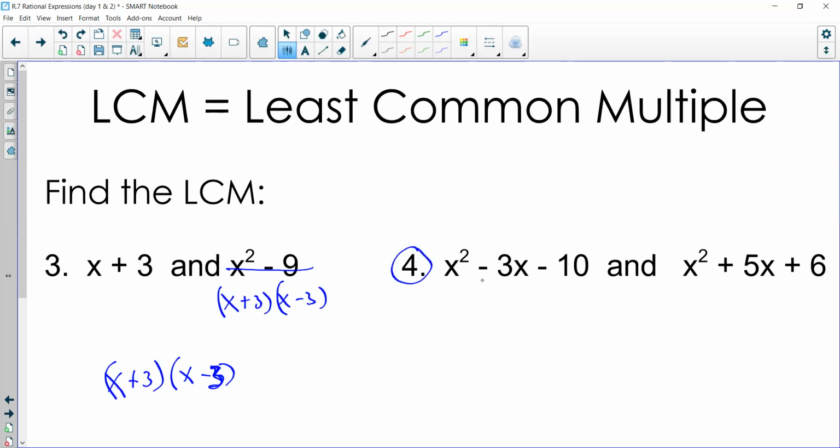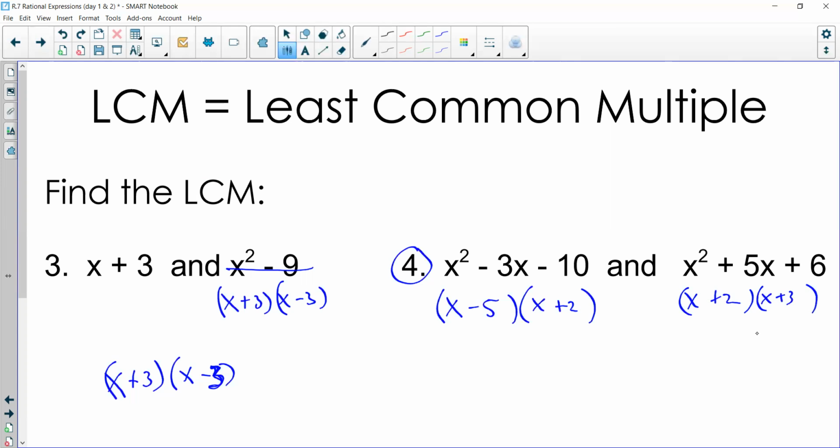In number 4, again, if I break this down using factoring, x squared minus 3x minus 10 can break down to be x minus 5 and x plus 2. And x squared plus 5x plus 6 can factor to x plus 2, x plus 3.